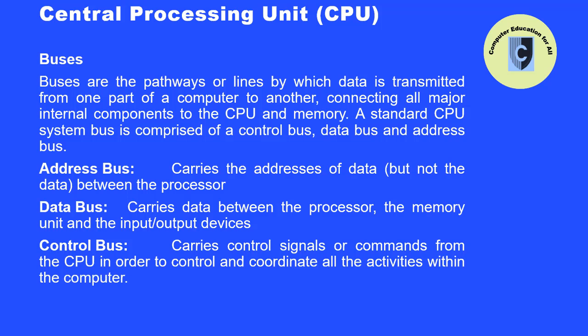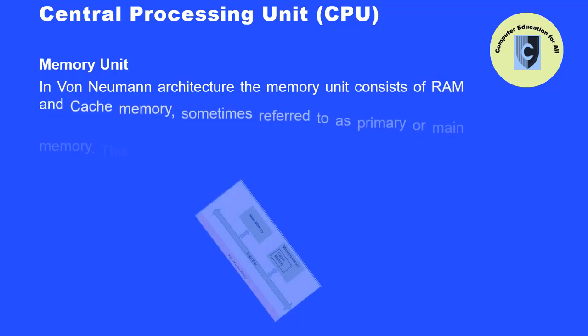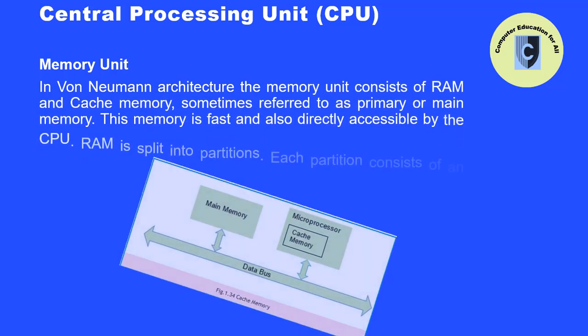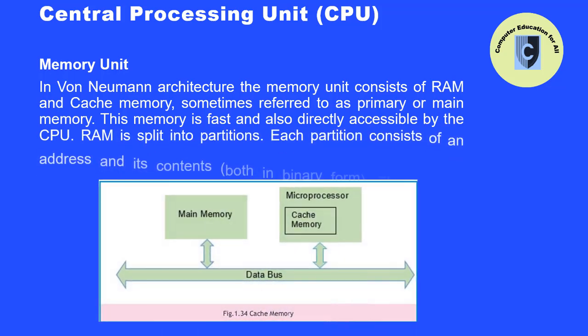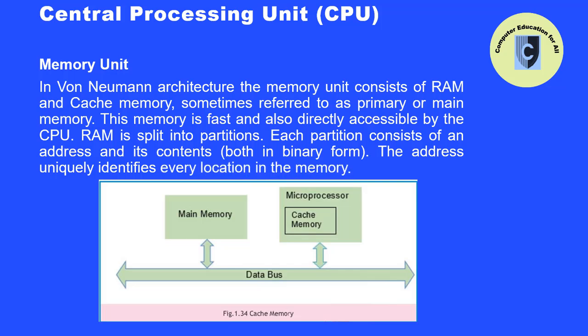Memory unit. In von Neumann architecture, the memory unit consists of RAM and cache memory, sometimes referred to as primary or main memory. This memory is fast and also directly accessible by the CPU. RAM is split into partitions. Each partition consists of an address and its contents, both in binary form. The address uniquely identifies every location in the memory. Memory unit is shown in Fig. 1.34.